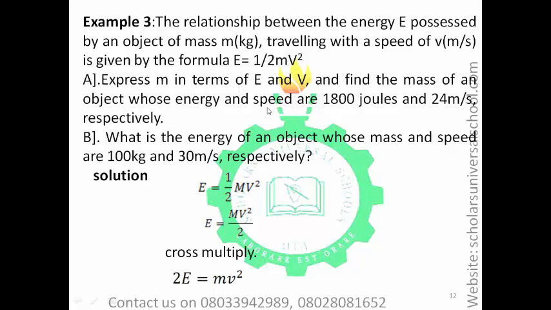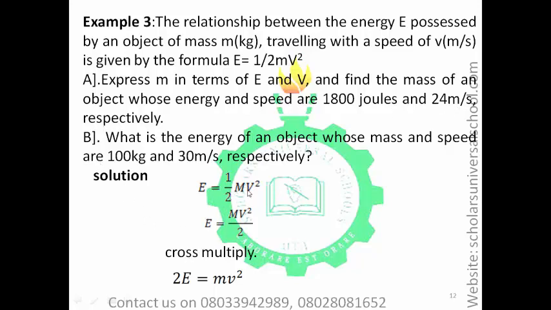That is the energy. They have given you the energy to be 1800 joules. That is the value of E. And speed is 24 meter per second. So after you have already made m the subject of the formula, whatsoever you are able to get as your equation, you are going to substitute these values into it. So let's first look at the first one before I talk of B.